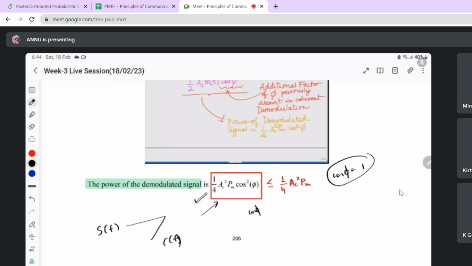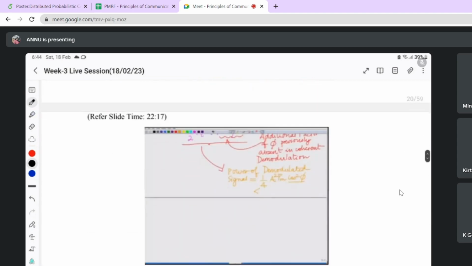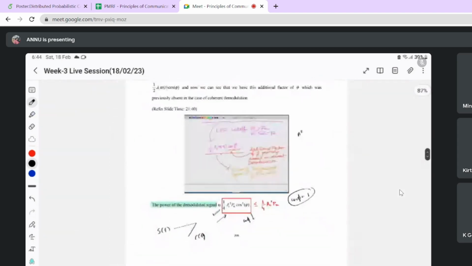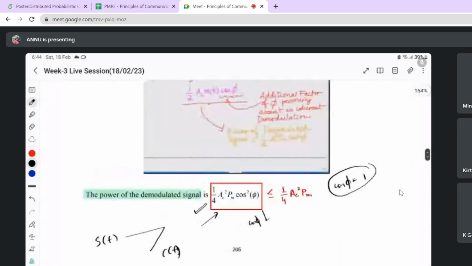So this can be a good question in the GATE exam, like how the phi varies between the modulated signal and the carrier signal. And let me know, what should be the value of cos phi? Sorry, phi. What should be the value of phi?